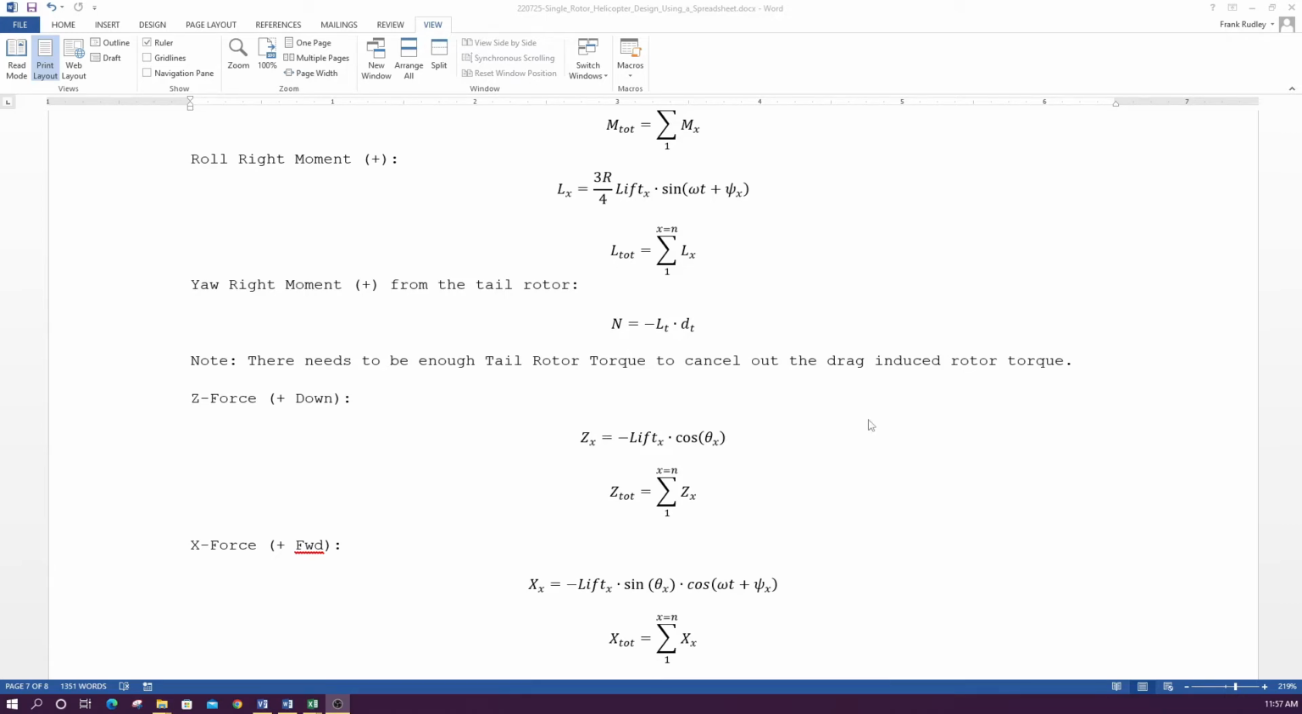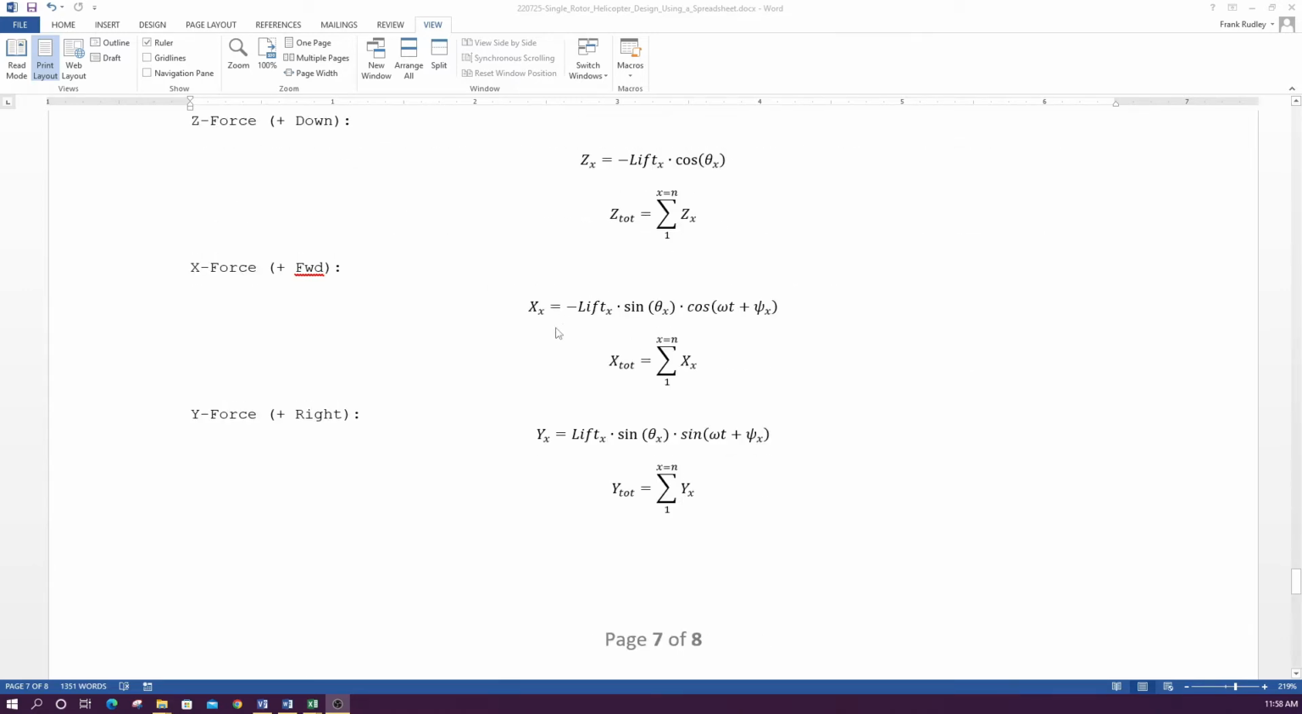So our Z force is going to be, since the direction of Z is pointing downwards, minus lift times the cosine of the flapping angle, or flapping and pitch of the blade are proportional, a 1-to-1 relationship. And so likewise we sum all four of our Z forces together to get the total Z force, and we'll look at the figure again to try to understand it.